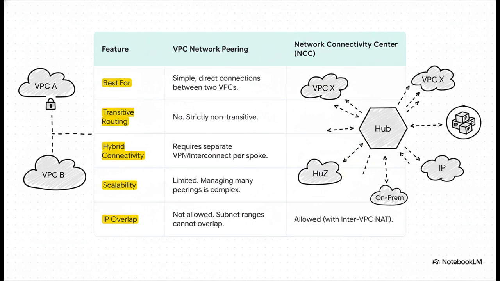Use VPC peering when you have a simple, direct one-to-one connection you need to make. It's fast, it's easy, and it's perfect for that scenario. But the moment you have 3 or more VPCs that need to talk, or you need to share a central on-prem connection, NCC is your answer. It was built from the ground up for transitive routing and for scale. And check out that last point, too. With peering, your IP ranges can't overlap, but NCC can actually handle that using a neat feature called Inter-VPC Net. For a huge company, that flexibility is a really big deal.